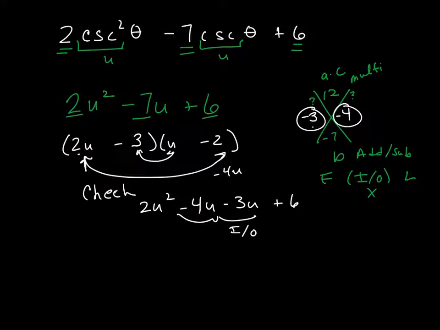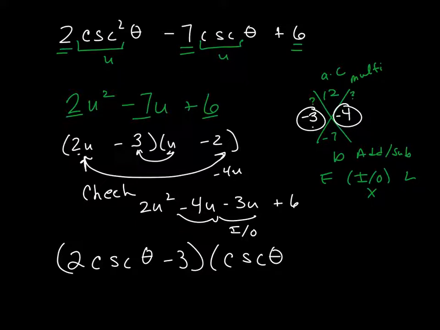All right, so going back to what we were talking about before, we're not just trying to factor this, we're trying to factor 2 cosecant squared minus 7 cosecant plus 6. But all I need to do is replace what I had with u. So my final answer with this would be 2 times the cosecant of theta minus 3 times the cosecant of theta minus 2.